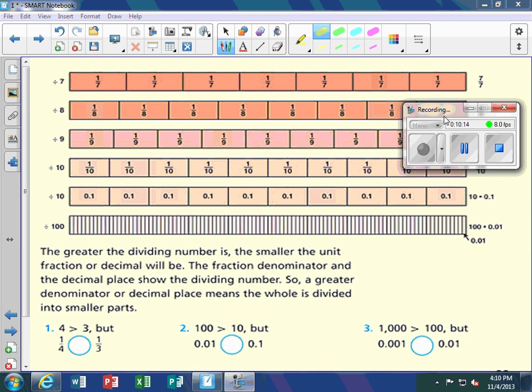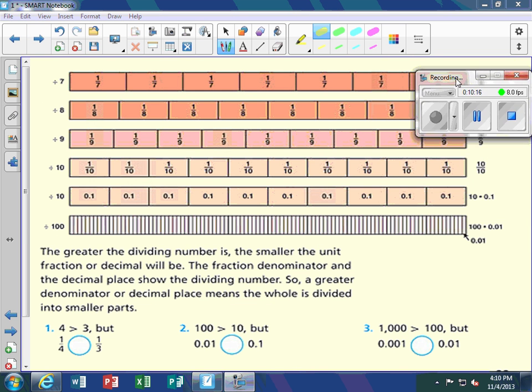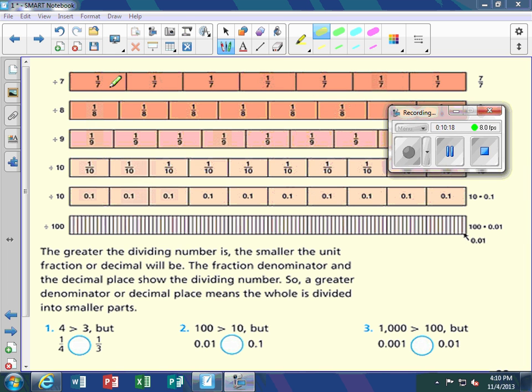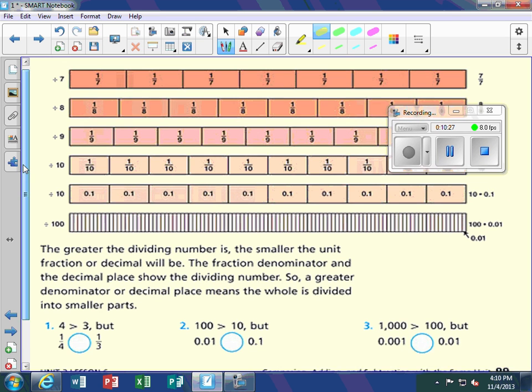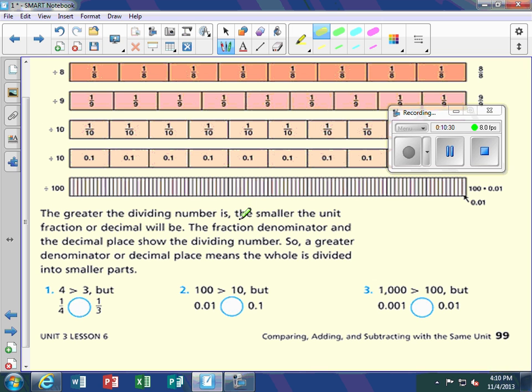It actually goes on further, 1/7, 0.1, and you have 10 of those, so 10 times 0.1 is 1 whole. Down below it says the greater the dividing symbol is, the smaller the unit, fraction or decimal will be. The fraction denominator and the decimal place show the dividing number. So a greater denominator or a decimal place means the whole is divided into smaller parts.